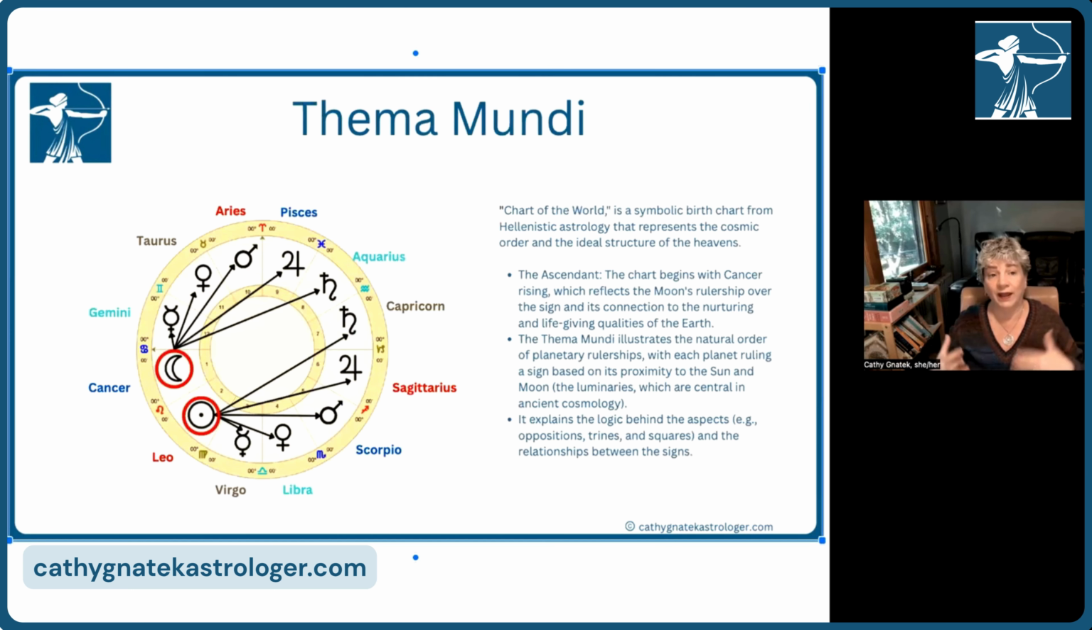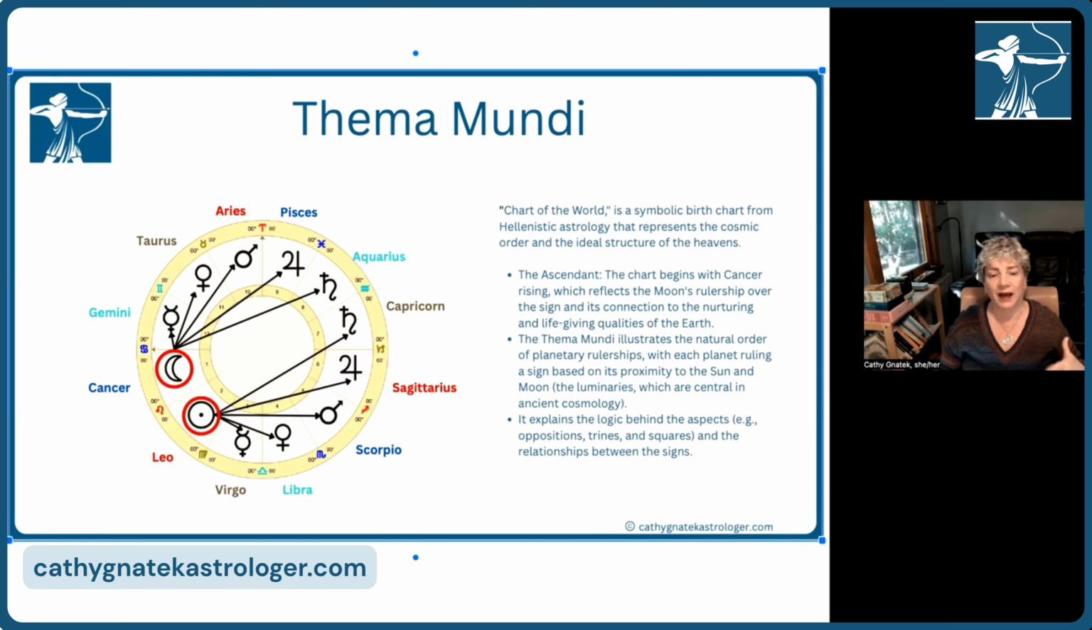And we get the notions. It's always good to understand that Hellenistic astrology is rooted in a really deep philosophical tradition. It's got a harmony and a beauty to it. And it all comes from this idea of the Thema Mundi, which was the chart of the world, a symbolic birth chart from Hellenistic astrology that represents the cosmic order and the ideal structure of the heavens. In that chart, it always begins with Cancer on the ascendant, which reflects the moon's rulership over the sign and its connection to the nurturing and life-giving qualities of the earth.